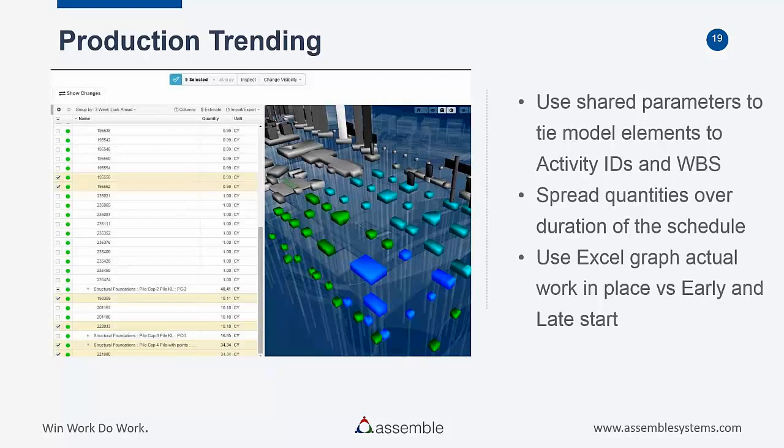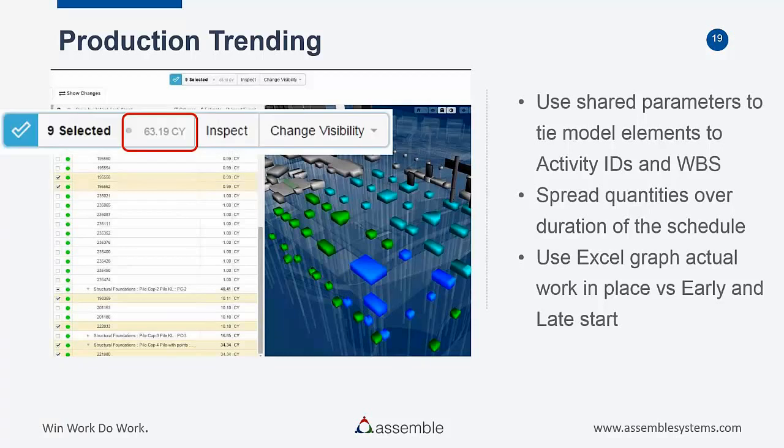So if we were supposed to pour zone 1 foundations in 5 days and it was 200 yards, then we knew it was supposed to be about 40 yards per day. And then we used Excel to graph the work in place versus the early and the late start. And you could do a really simple check of your production to see if you were actually getting what you needed to.